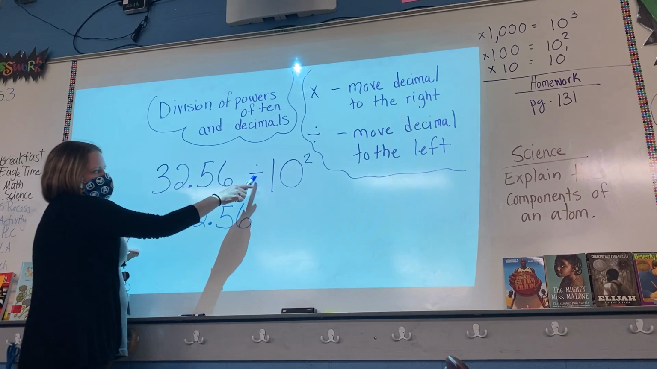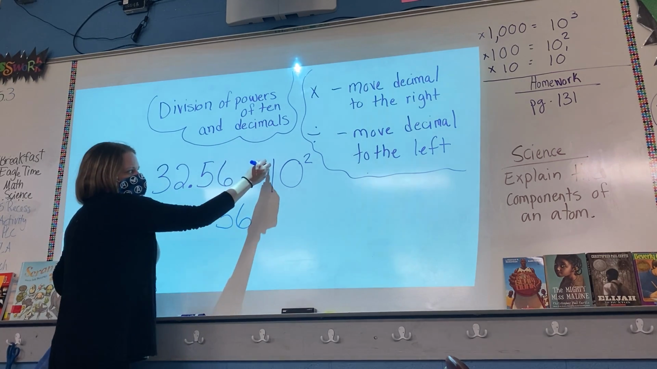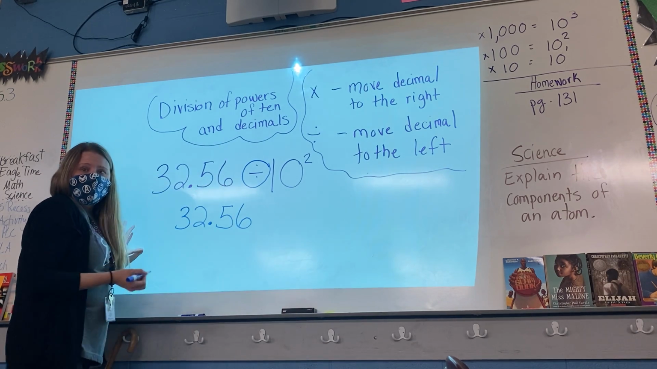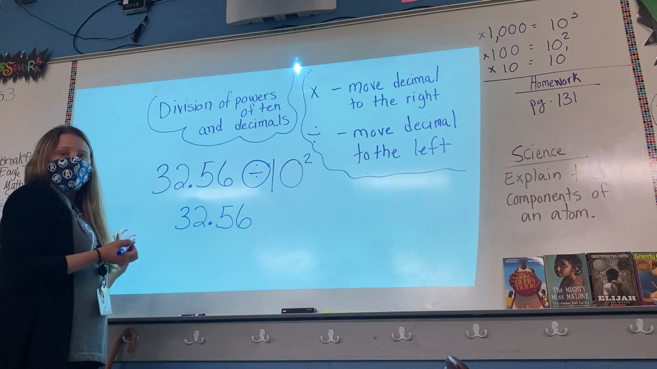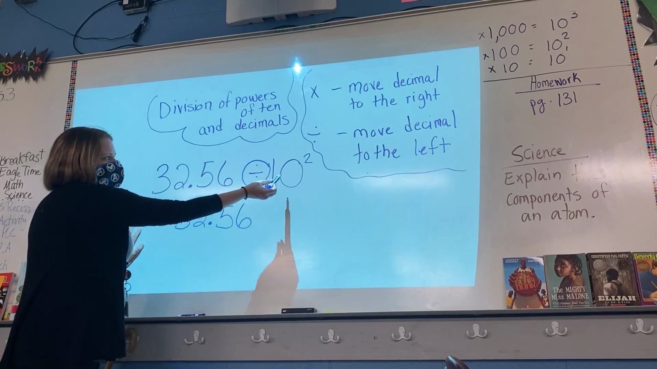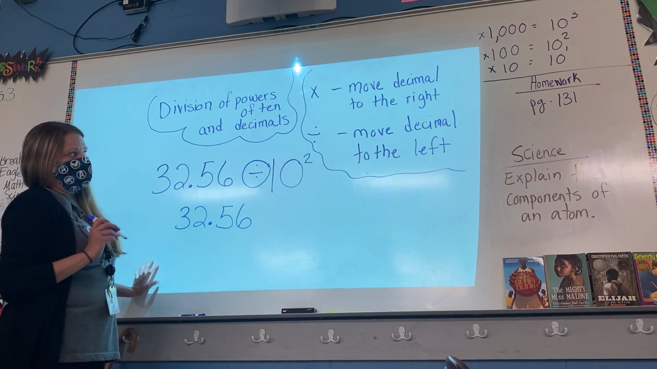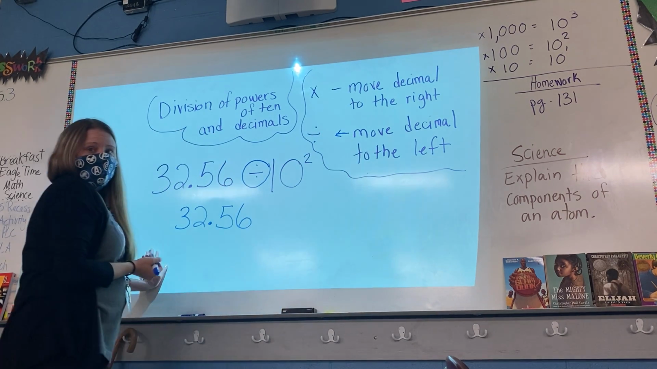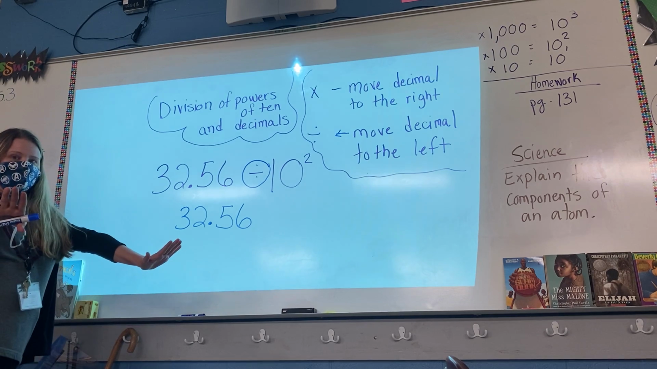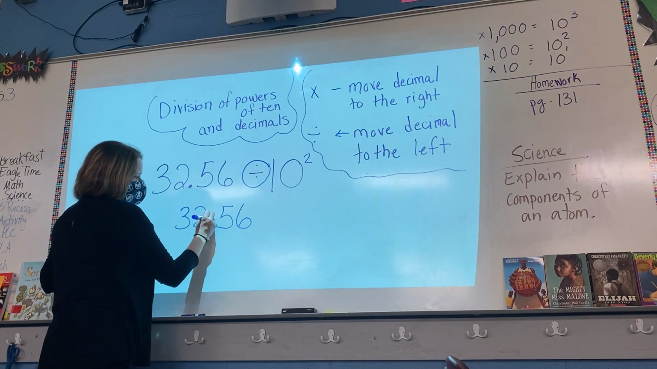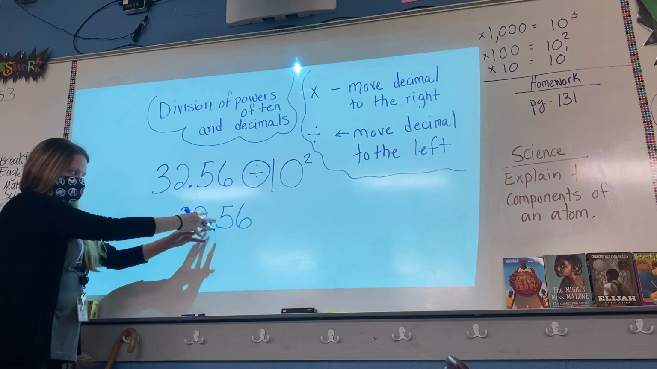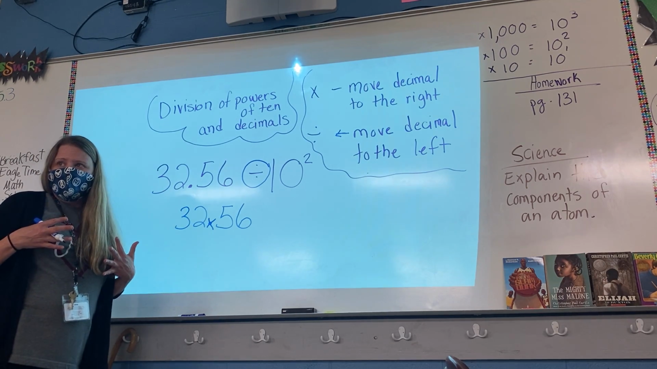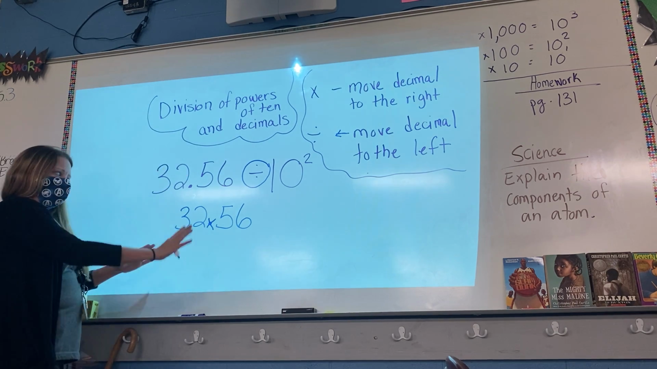All right, so this time, what is different about our problem? If you said we're going to divide instead of multiply, then you are correct. And when we divide by powers of 10, which way do we move our decimal? To the left. So just like we did yesterday, you're going to X out that decimal because we're going to remove him. He is no longer between the 2 and the 5. And we're going to move him to the left.